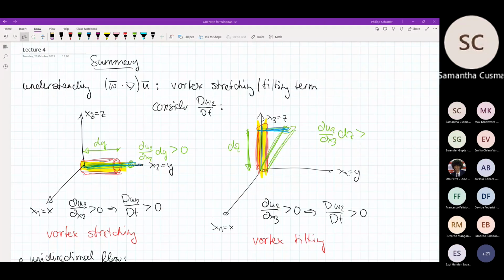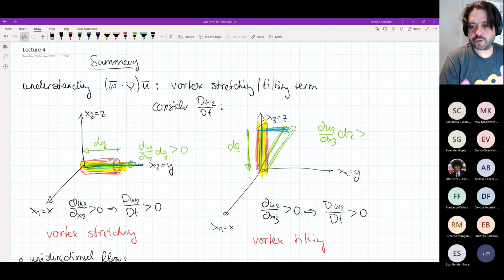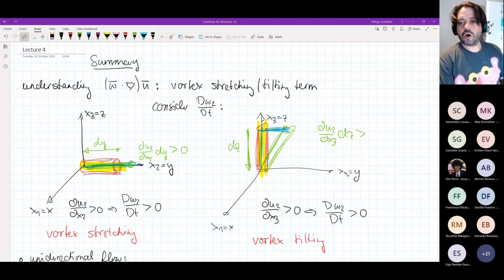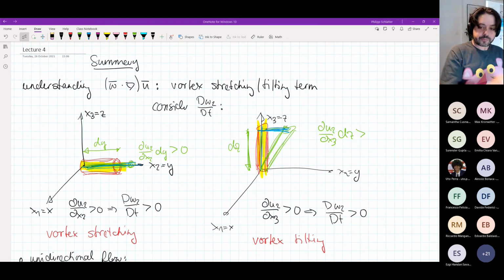Okay, then I turn off the captions. So, okay. So good afternoon, everybody, to this fourth lecture in fluid mechanics. It's still there. This caption. Stop transcribing. Okay. So good afternoon, everybody, for this fourth lecture.